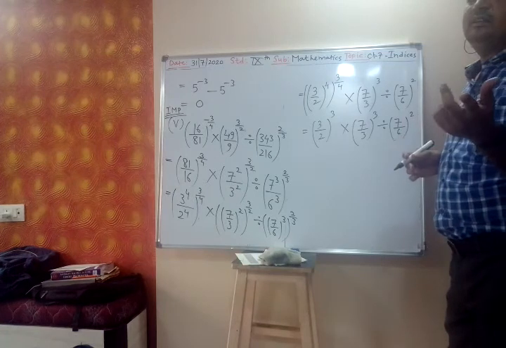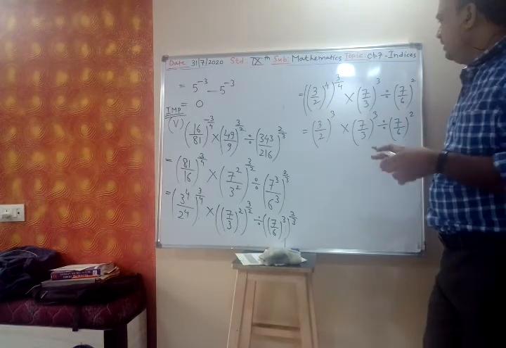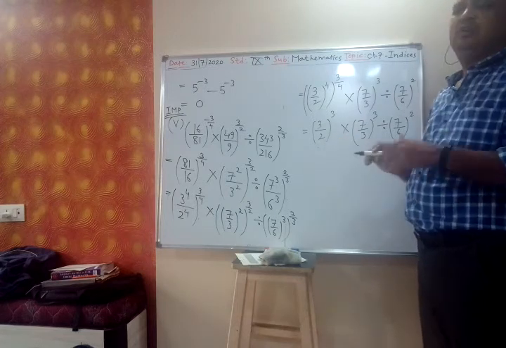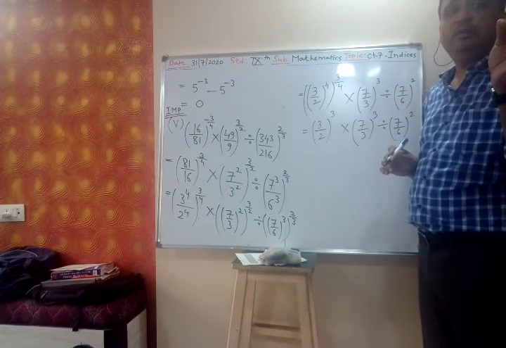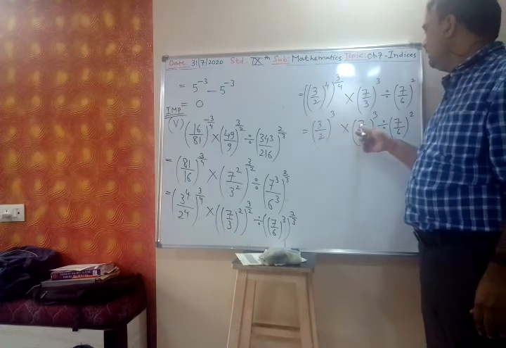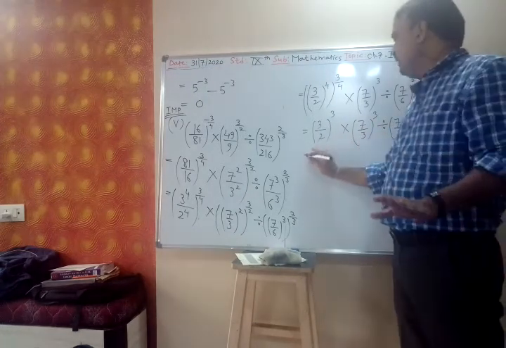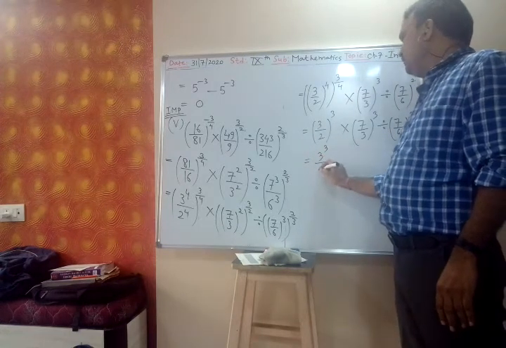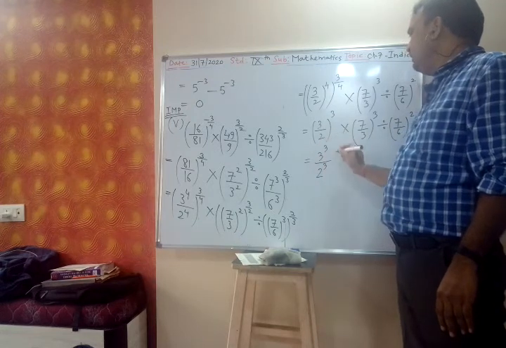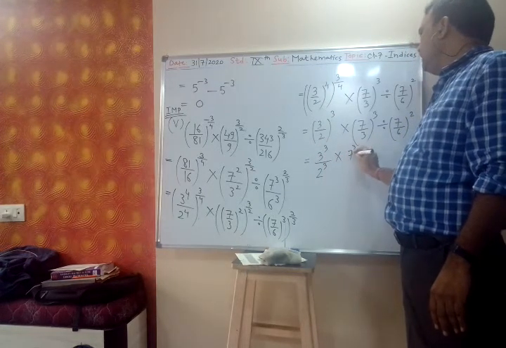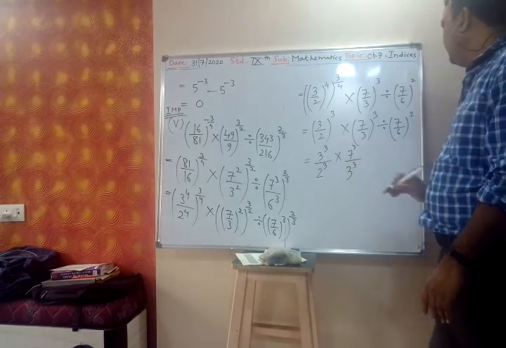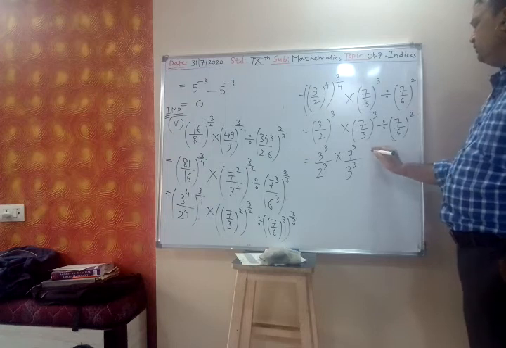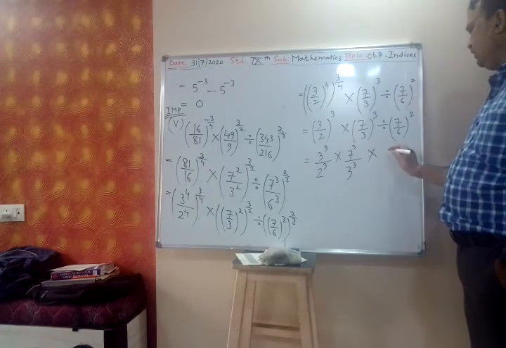How we can add the power? Base is same, no. See here. No. We cannot add the power because base is not same. This is 3 by 2. This is 7 by 3. So what I will do? I will just simplify. This I will write 3 raised to 3 upon 2 raised to 3 into 7 raised to 3 upon 3 raised to 3, into 6 raised to 2.